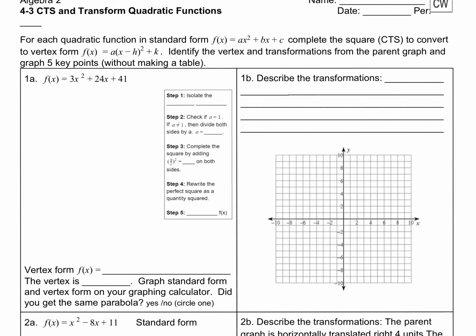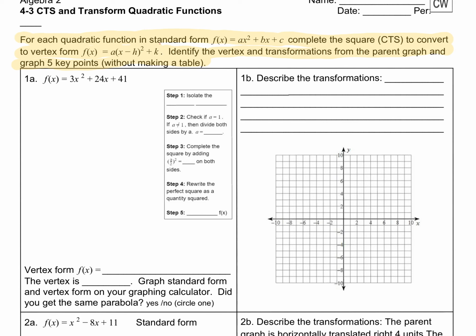Hi class, today we're going to learn how to convert a quadratic equation from standard form to vertex form. For each quadratic function in standard form, f of x equals ax squared plus bx plus c, complete the square to convert to vertex form, f of x equals a times x minus h squared plus k. Identify the vertex and transformations from the parent graph, and graph 5 key points without making a table.